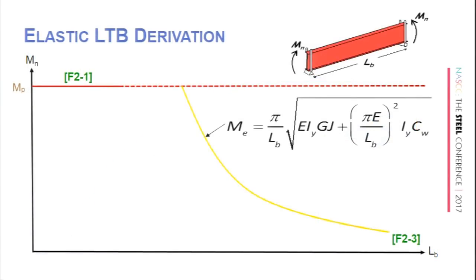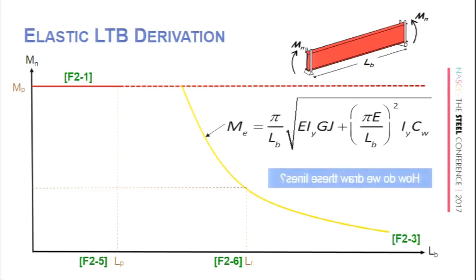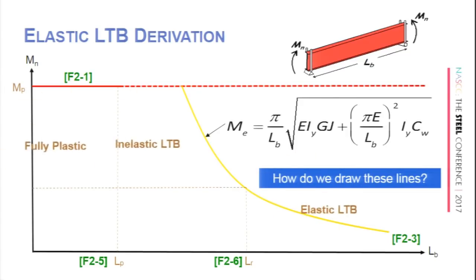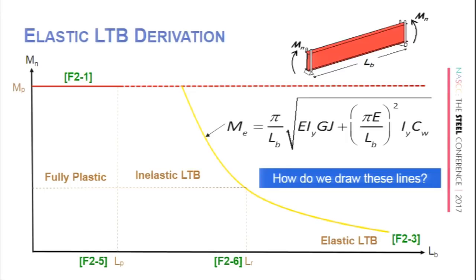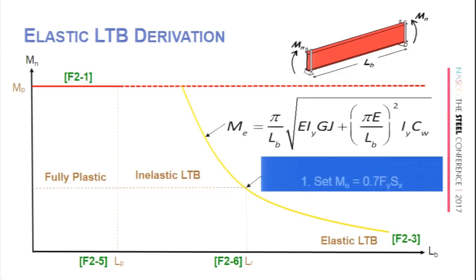So what does that look like on our curve? Well, we define that region of inelastic lateral torsional buckling between two variables, L sub P and L sub R, as Perry mentioned, along our horizontal axis. How do we draw these lines? Where do they come from? Well, the first one's the easy one, the L sub r, that separates the inelastic lateral torsional buckling from the elastic torsional buckling. All we're going to do is set that elastic moment equal to 70% of the yield strength times the elastic section modulus with respect to the strong axis, and that 0.7 is a tip of the hat to the fact that we have some residual stresses in the cross section.